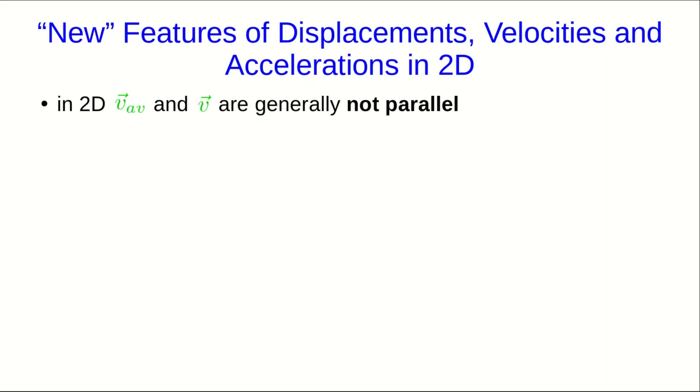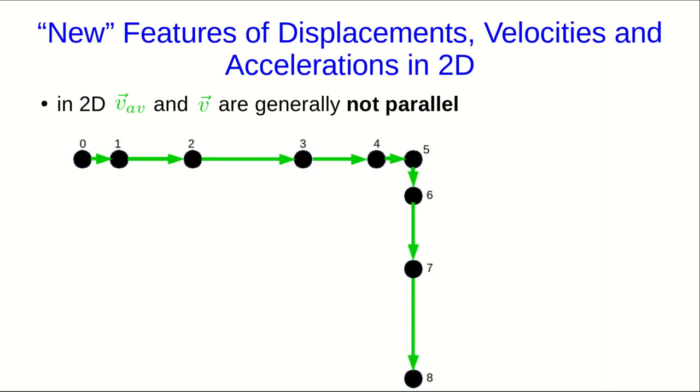There are certain things we have to be much more careful about in two dimensions than one. For example, in one dimension, the average velocity and instantaneous velocity are usually in the same direction, or at least parallel. They can be in opposite directions. But in two dimensions, that's not even true, and let me show you why. So here's a very simple two-dimensional motion. It's actually two straight-line motions that are stitched together, and let's look at some average and instantaneous velocities.